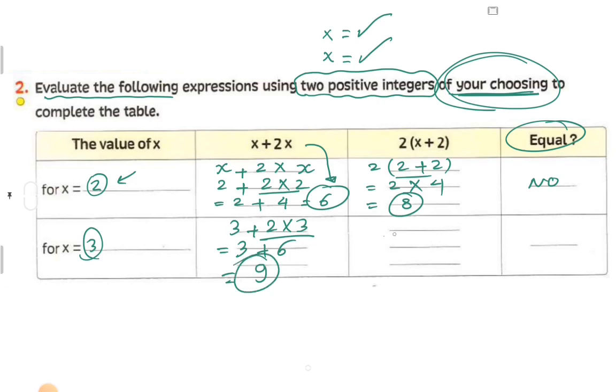The next one, 2 by x plus 2 will be 3 plus 2. Start with parentheses. 2 parentheses, that means 2 by the parentheses result. 3 plus 2 equal 5. So 2 by 5 equal 10. Now we have different results here. So no, it's not equal each other, and these expressions are not equivalent to each other.